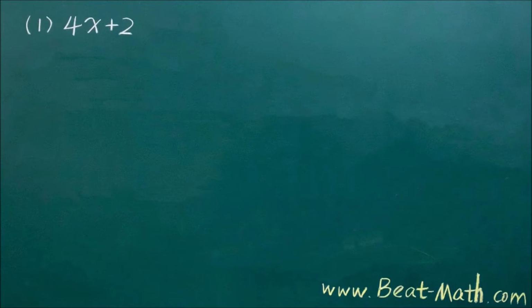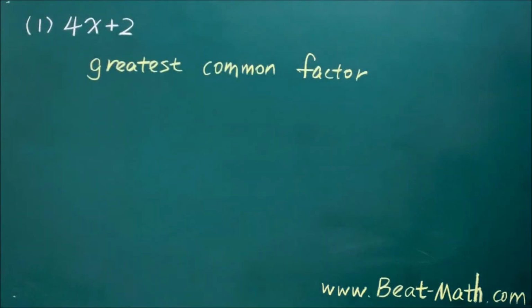Hi guys, today I'm going to show you how to factor polynomials. If we want to factor a polynomial, what we do is find the greatest common factor of all terms in the polynomial. The greatest common factor is the value that can be divided into each term of the polynomial. Let's look at some examples together.